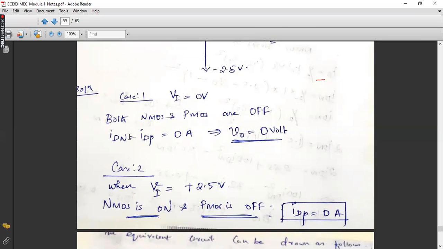Why? Because as far as the PMOS is concerned, we should have a negative gate voltage, which should be sufficiently more negative than the threshold. So PMOS is off here, because Vi is positive 2.5 and NMOS is on. Since PMOS is off, directly we can say that our IDP is 0 ampere. IDP means drain current of PMOS will be 0 ampere. So you can take down till this point.